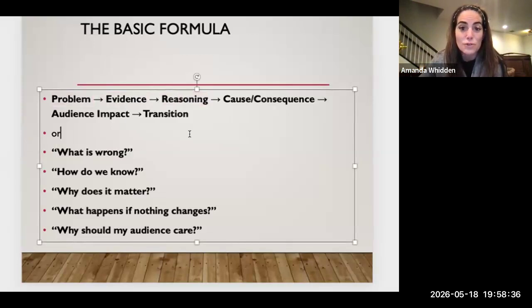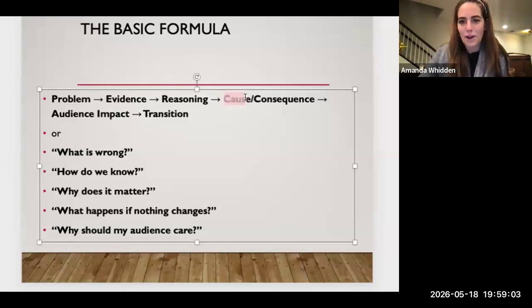Then we provide some reasoning. If you don't remember what claim, evidence, reasoning is, you can always go back to the first persuasive module, where it talks a bit about Monroe's motivated sequence as well as Toulmin's structure of argument. So these specific steps that you will be going through: we'll do the problem, we'll do the evidence, we'll do the reasoning.